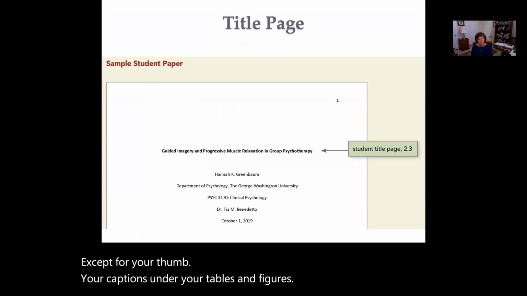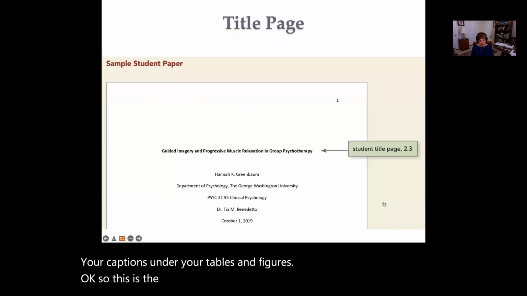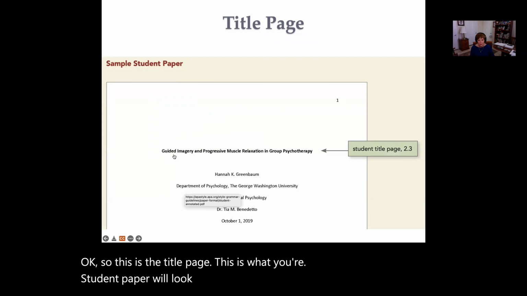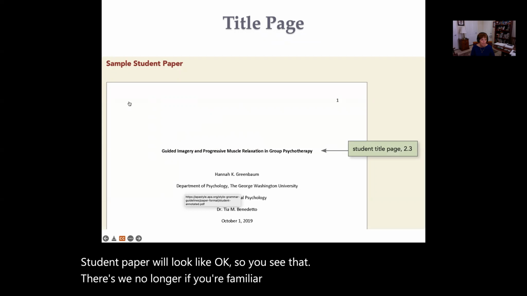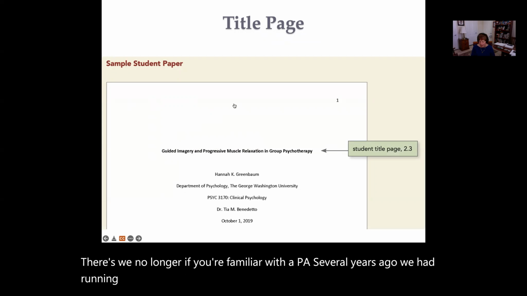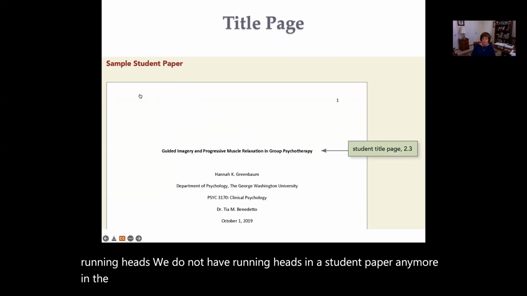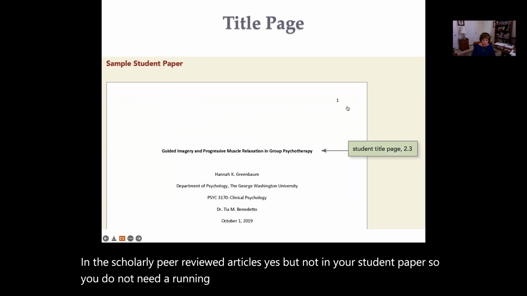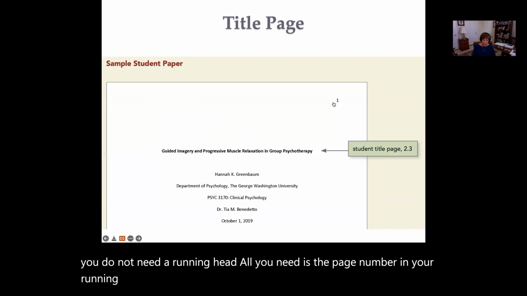Okay, so this is the title page. This is what your student paper will look like. Okay, so you see that if you're familiar with APA several years ago, we had running heads. We do not have running heads in a student paper anymore. In the scholarly peer-reviewed articles, yes, but not in your student paper. So you do not need a running head. All you need is the page number in the upper right-hand corner.